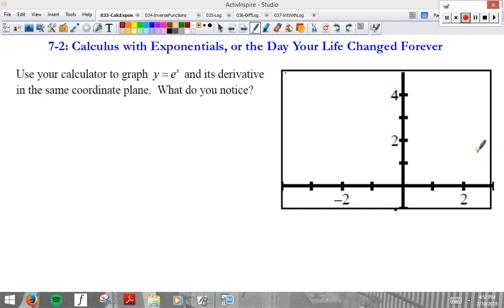We're going to continue our discussion of Chapter 7 with Lesson 2, Differentiating and Integrating Exponential Functions, or the day your life changed forever. Now, I'll explain mine in a second. Let's use the calculator to experiment a bit.